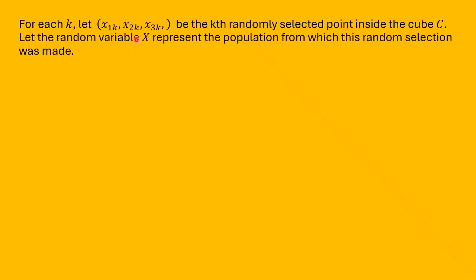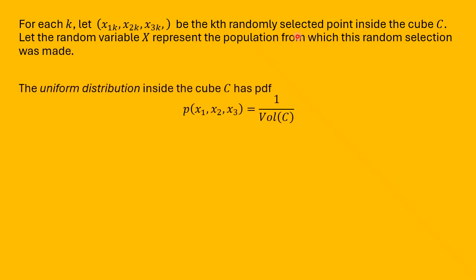Let's let the random variable X represent the population from which this random selection was made, the points in the cube. Now, we want them to have a uniform distribution, and the cube that we're looking at has sides of length 2. So the volume of that cube is 8. And so the density function that we're going to look at is going to have the value 1 over 8 for every point in that cube.